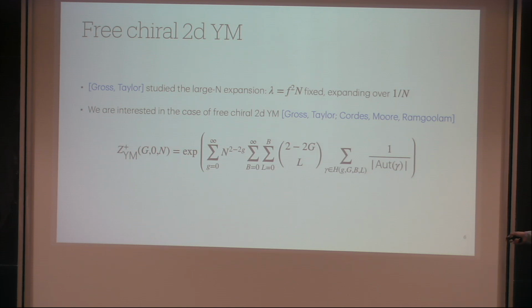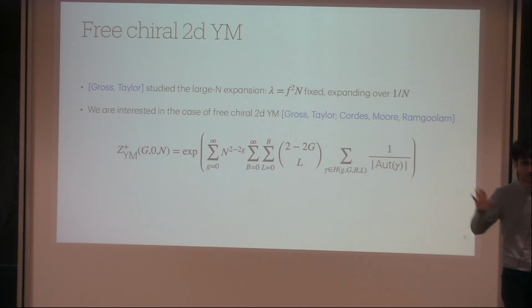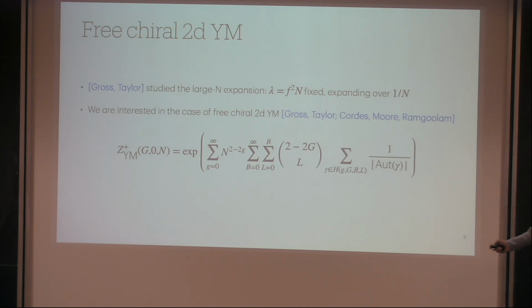The 2D Yang-Mills is on a fixed target space of genus G, and the partition function is a sum over all the connected coverings of that, and then there's an exponential. So we fix the covering space, and then there is a sum over all those coverings with arbitrary branching number and arbitrary number of branch points. And then there are some combinatorial factors associated to each covering.